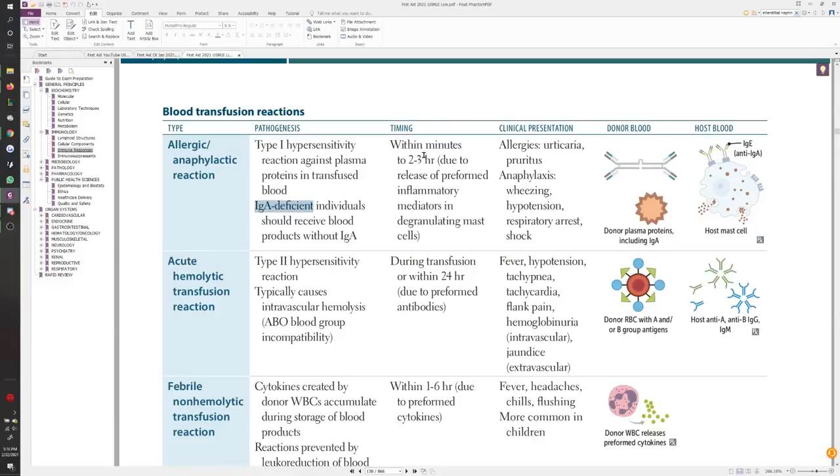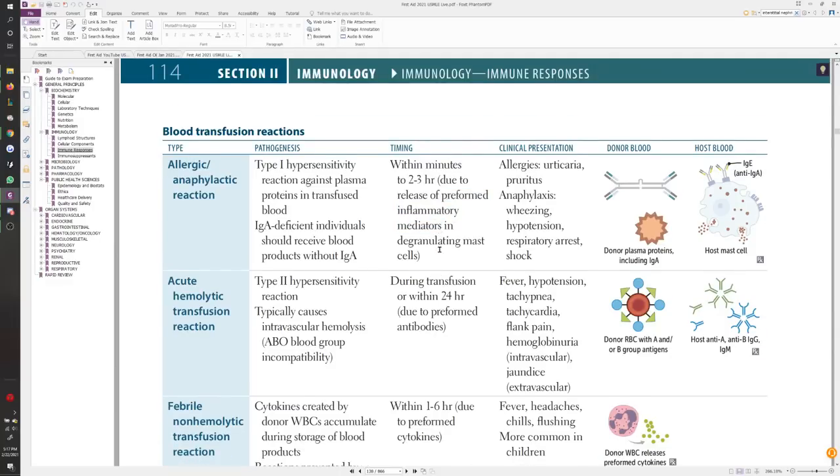Within minutes to 2 to 3 hours max, and the reason it's able to occur so quickly is because it's reacting to preformed inflammatory mediators. You didn't need to make anything. Everything that's reacting is already ready, and it just attacked. It immediately attacked. That's a very key thing to watch out for there.